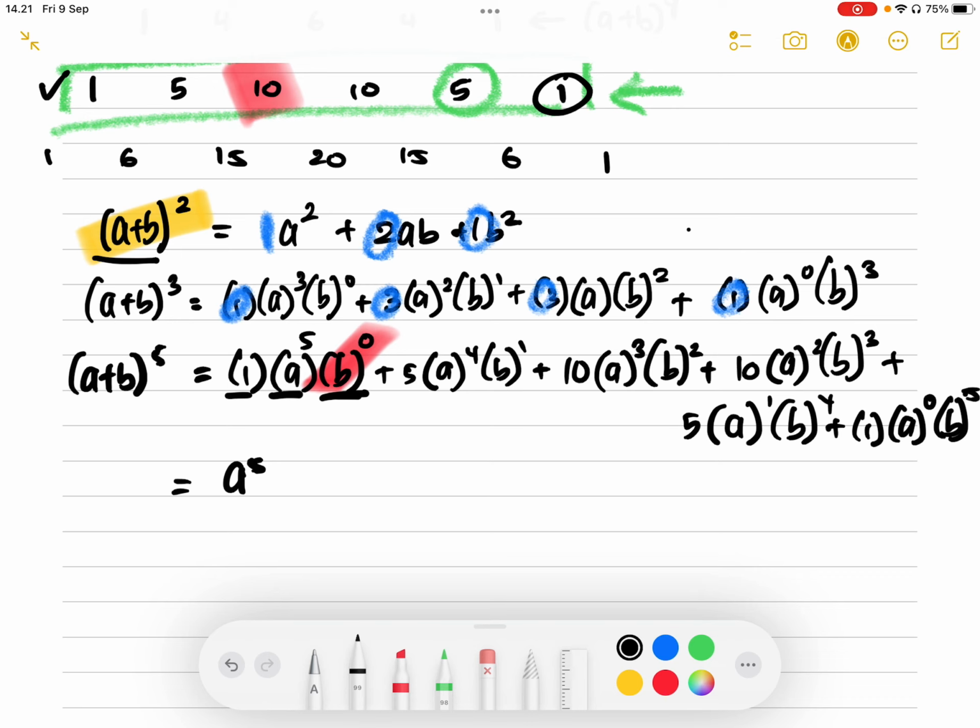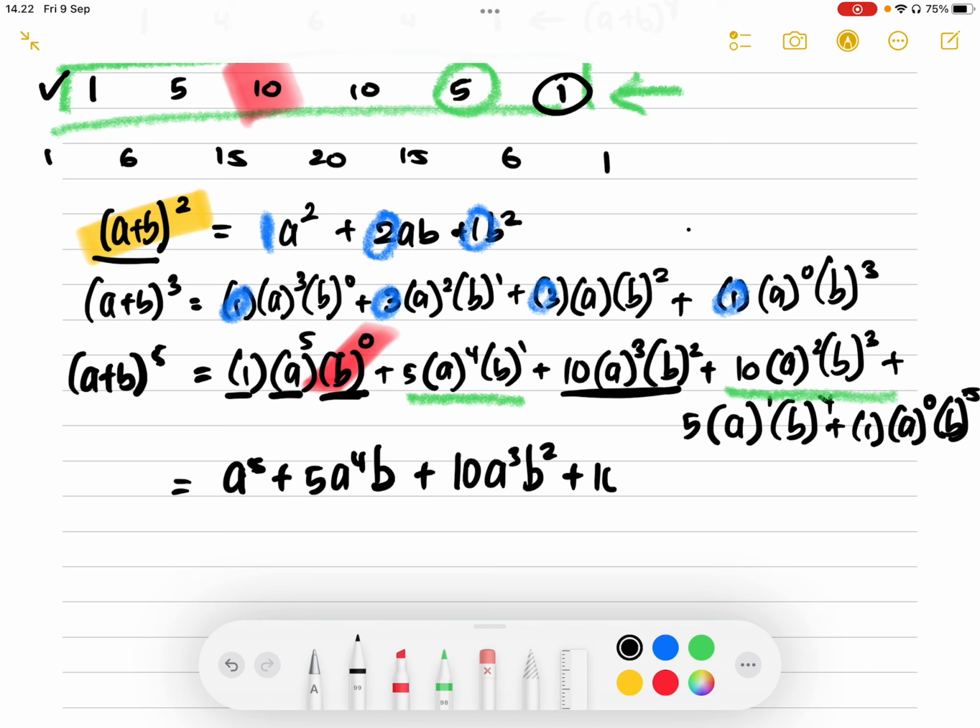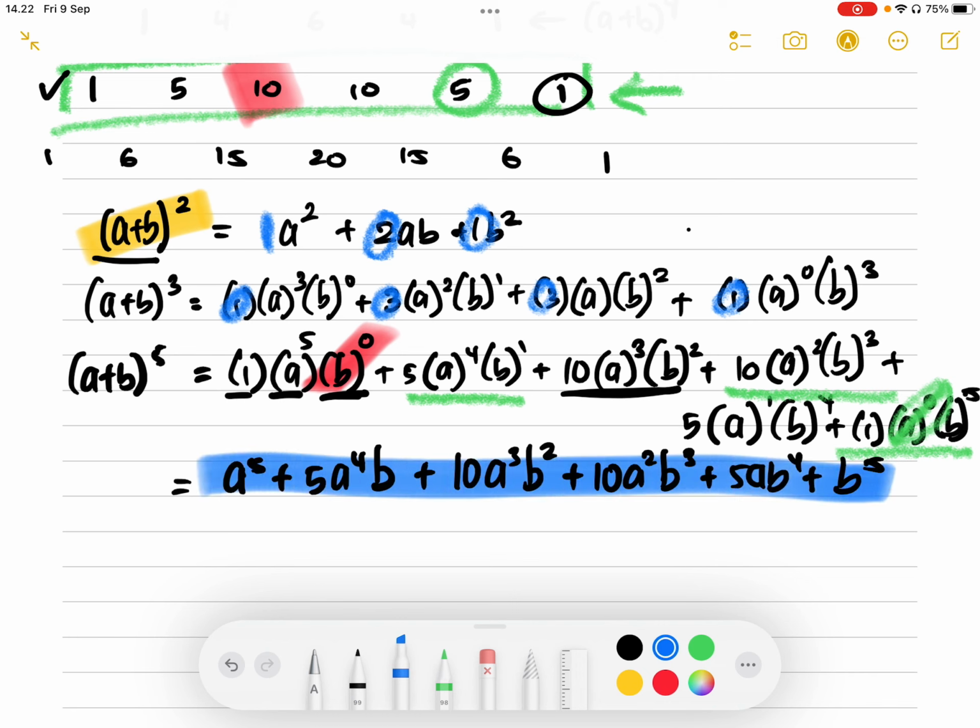So it will be A to the power of 5, plus 5 A to the power of 4 B, plus 10 A cubed B squared, plus 10 A squared B cubed, plus 5 A B to the power of 4, plus, anything to the power of 0 is 1, so it will be only B to the power of 5. So this is the expansion of A plus B to the power of 5.